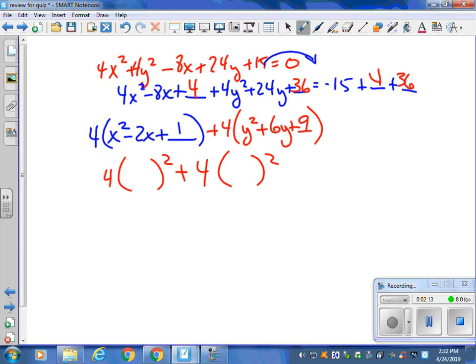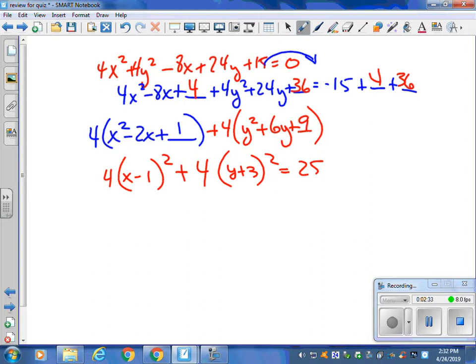So what would this parentheses be for the x's? If you square root it and take the sign for the middle: x minus 1. And what about the y's? y plus 3. All right. And that's 40 minus 15, which I think is 25. Is that right?